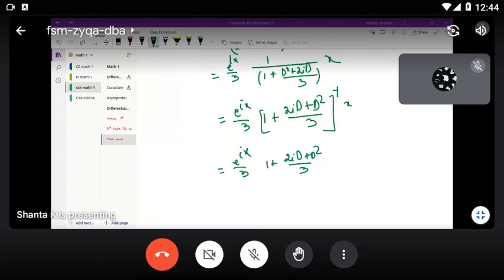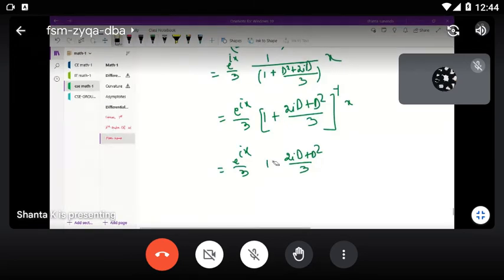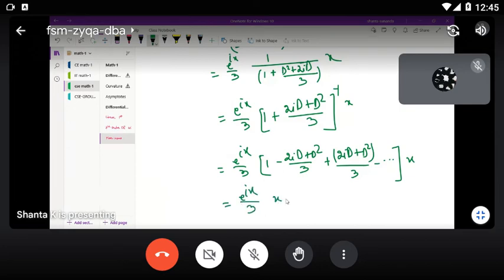So 1 plus 2iD plus D square by 3, with a minus sign. The square term and higher degree terms such as cube all give 0. Only the first term remains. So e power ix by 3, 1 into x is x minus 2i by 3. Once you differentiate x you get 1, D square gives 0 and all higher powers of D give 0. So this is what we have.